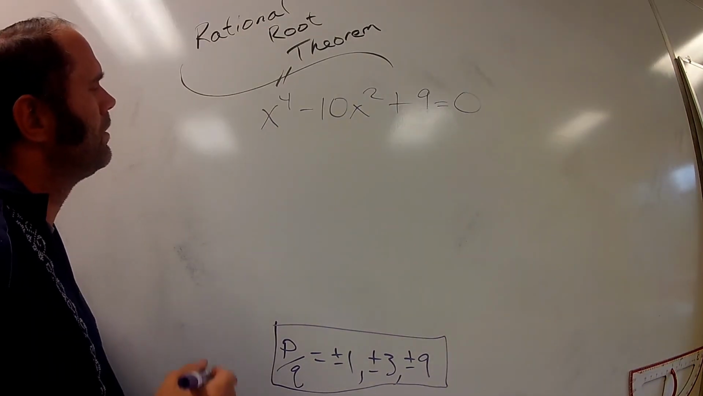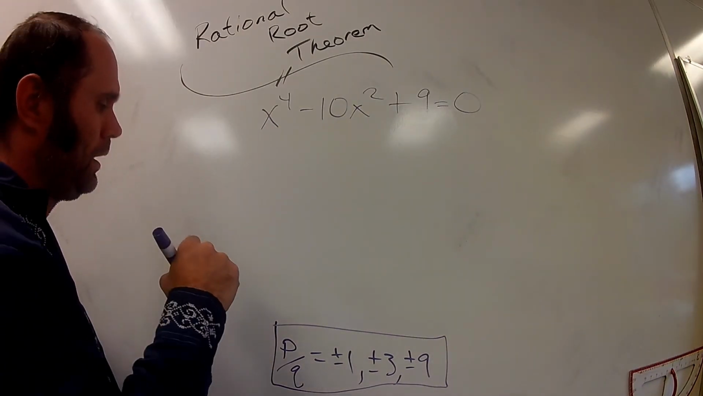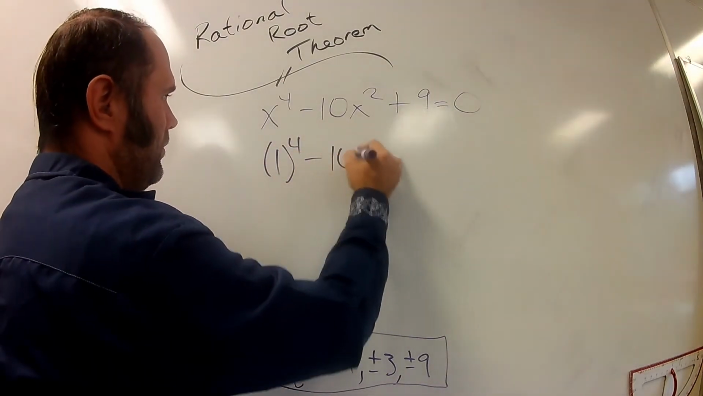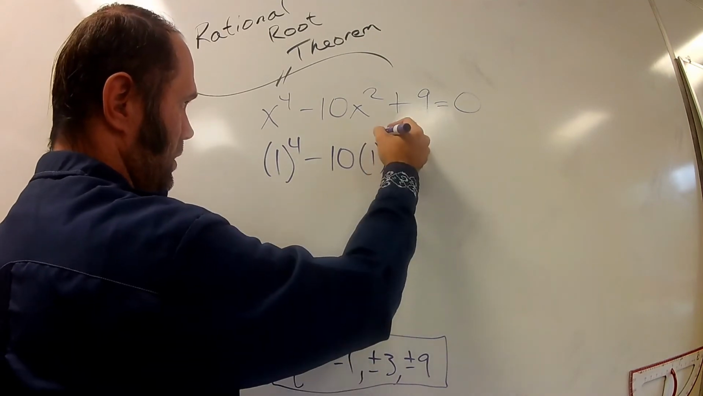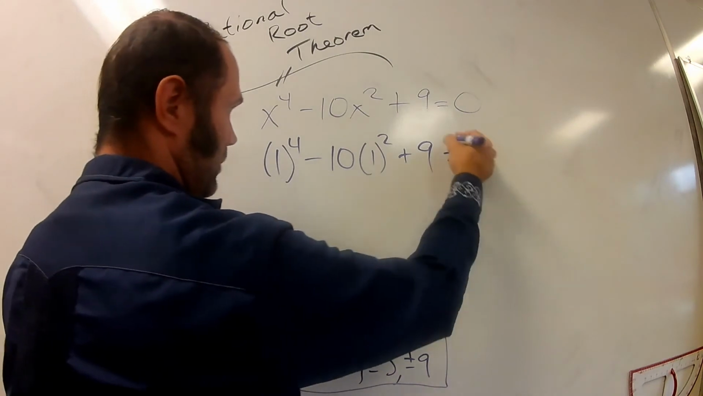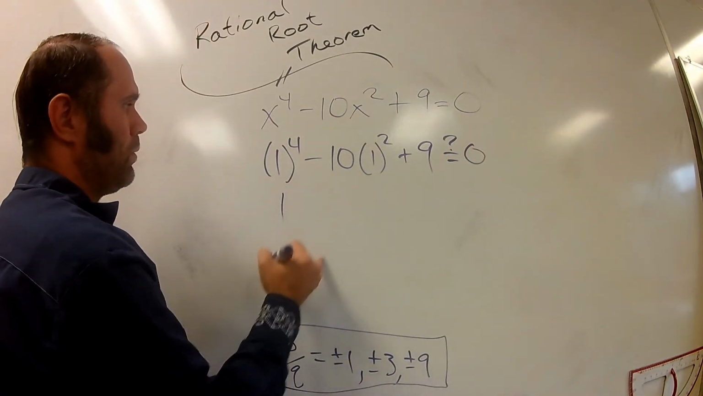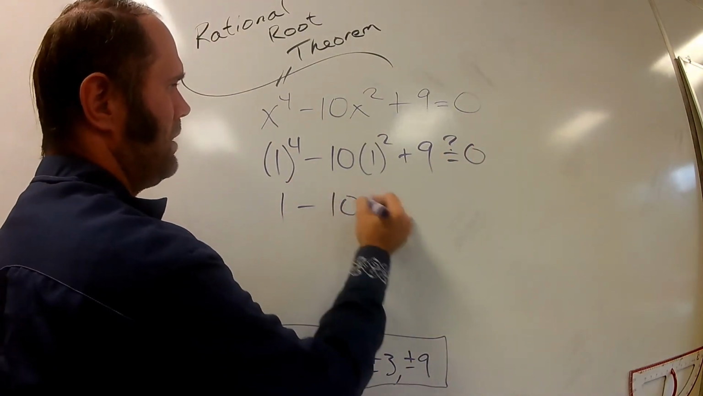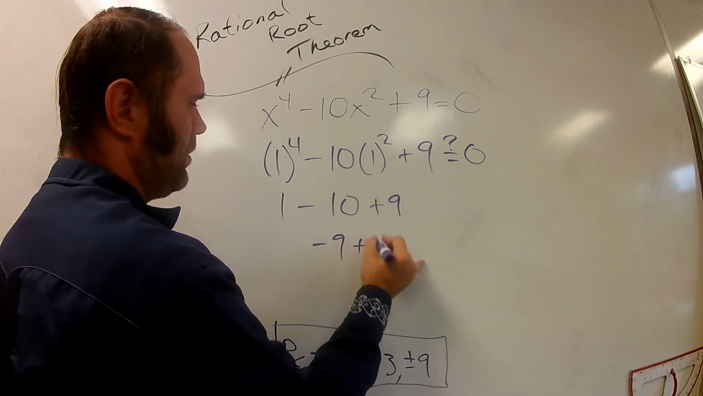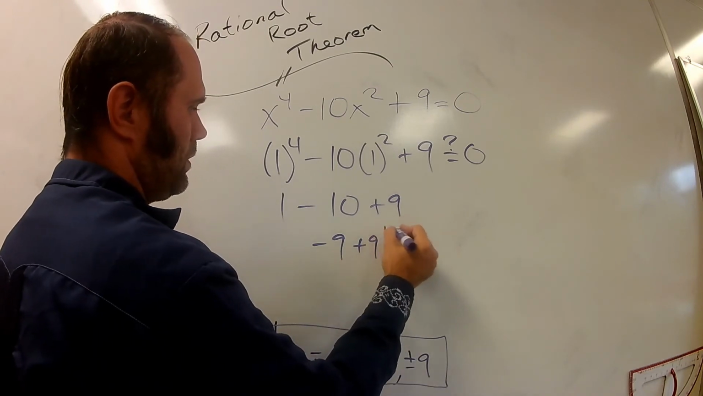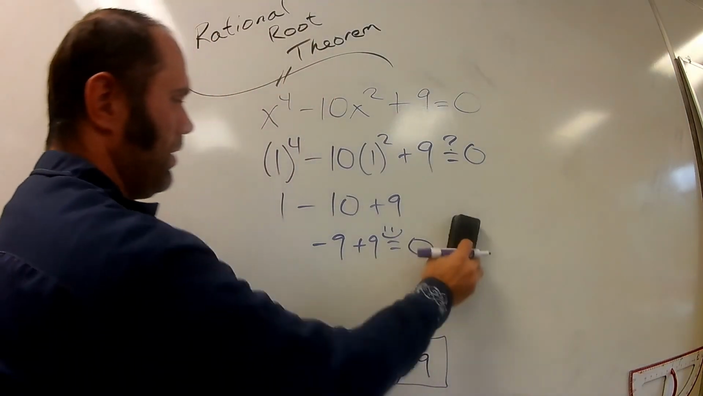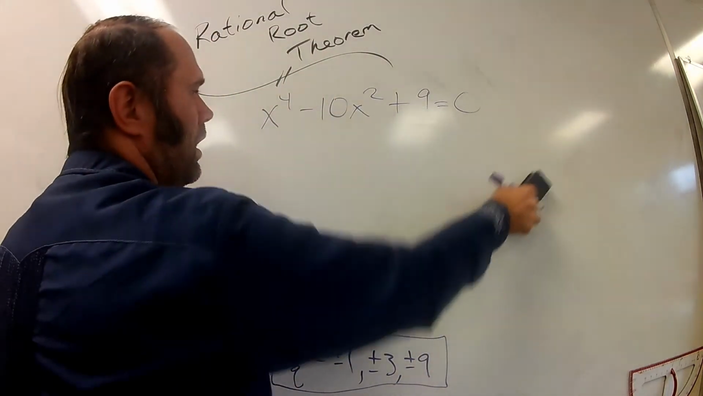Let's see here. We're going to plug in 1. So we got 1 to the 4th minus 10 times 1 squared plus 9. We want to know, does that equal 0? So 1 to the fourth is 1 minus 10 plus 9. Well, 1 minus 10 is negative 9 plus 9 is 0. Yes, indeed. So 1 worked. So we actually want to do some synthetic division on this problem.